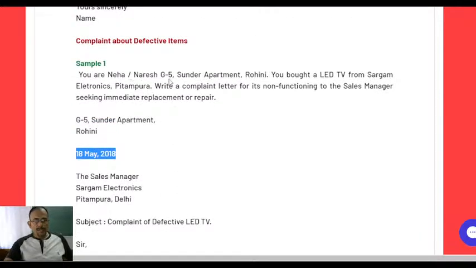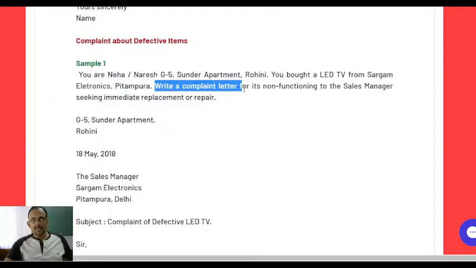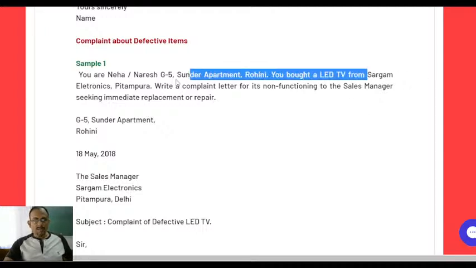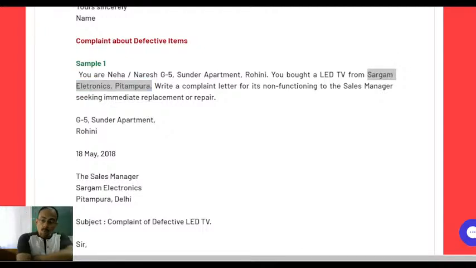You are Neha Naresh, G5 Sundar Apartment, Rohini. You bought an LED television from Sargam Electronics, Pitampura. Write a complaint letter for its non-functioning to the sales manager seeking immediate replacement or repair. Right. So, dear students, this Sargam Electronics, Pitampura, what kind of address is this? Whose address is this? Can you text me quickly?